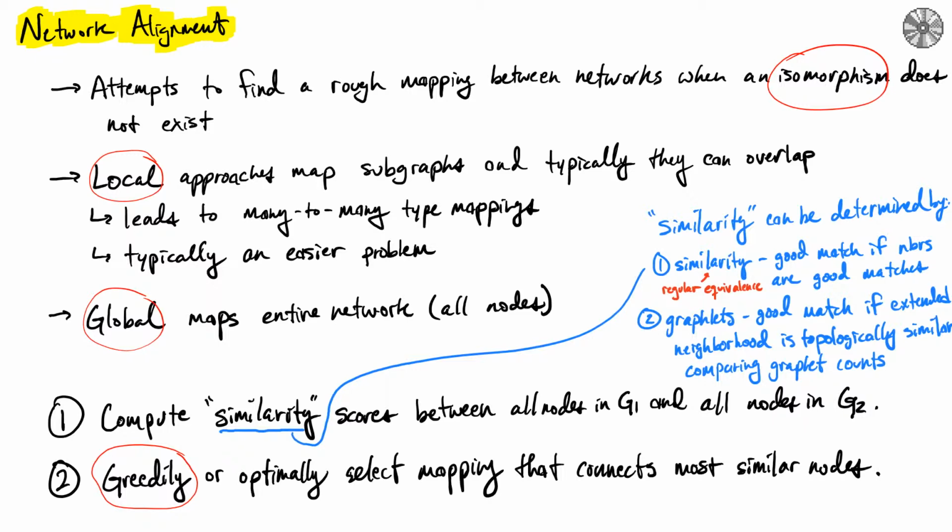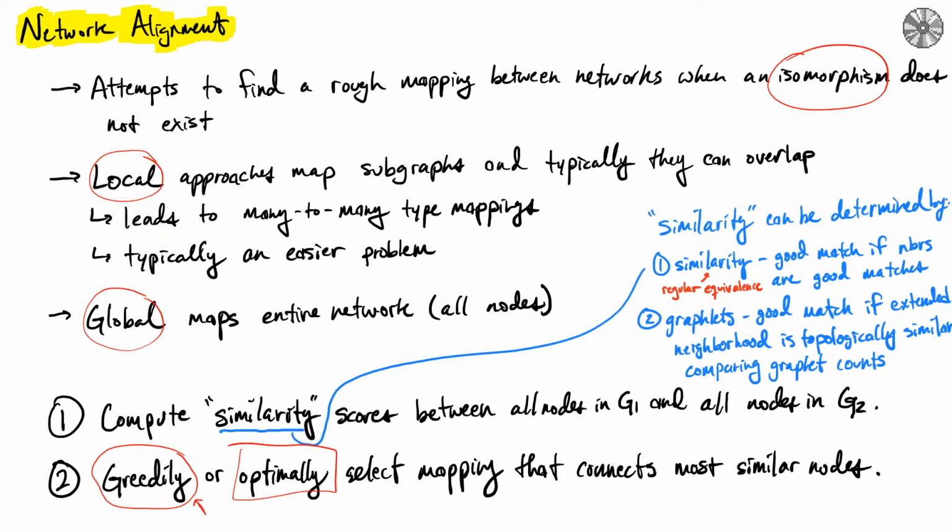Another option, because greedy doesn't necessarily guarantee optimal performance, is to try to use some sort of black box solver in order to optimally select a mapping that matches the most similar nodes. And so similarity, what do we mean by similarity here? Similarity could mean a number of different things.